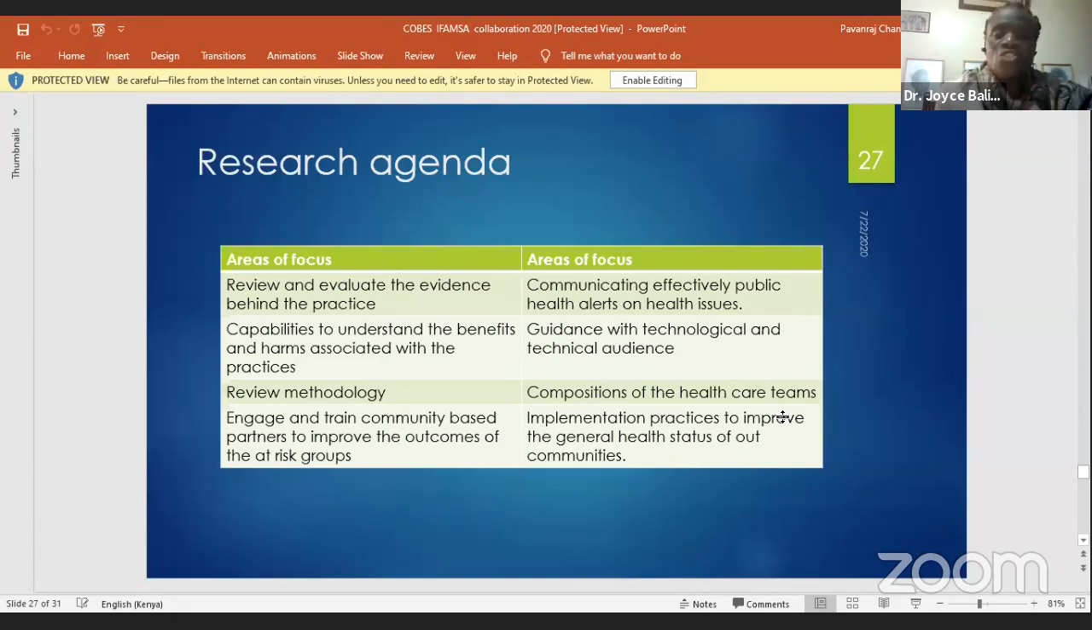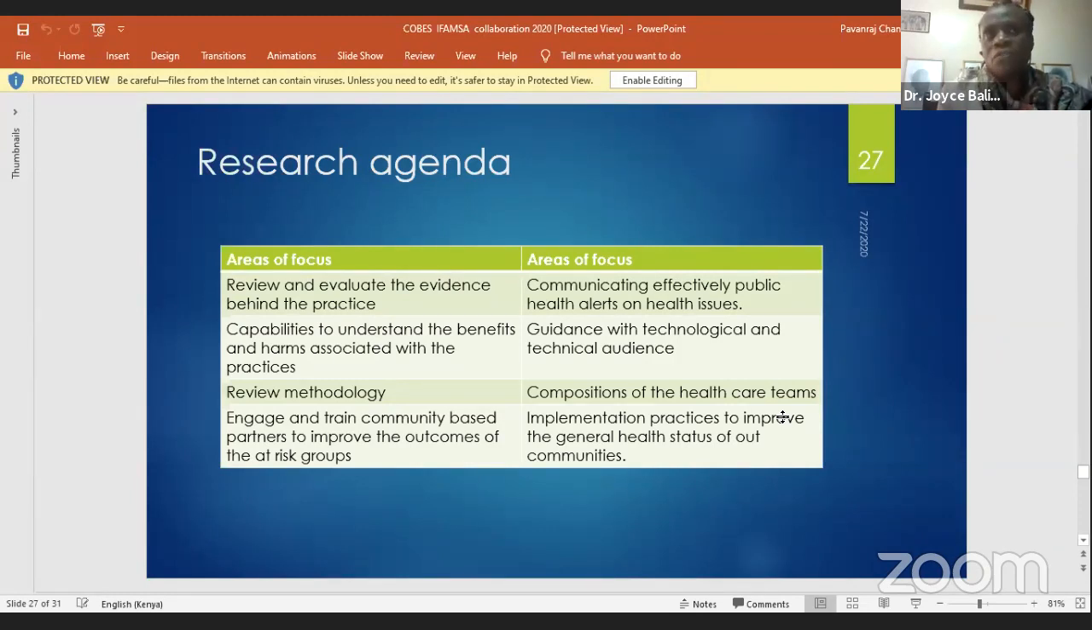We must engage and train community-based partners to improve the outcomes of risk groups. Right now, the national policy is talking about home-based care. I don't have to now blow the trumpet for COBS. Basically, COVID has brought on why COBS must be emphasized and why it must be given the status befitting it. We think of communicating effectively about public alerts on health issues. Are we doing that correctly? How should we do that correctly? How should we guide what is being done?